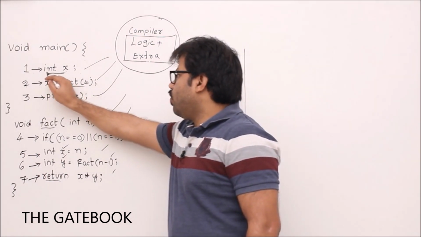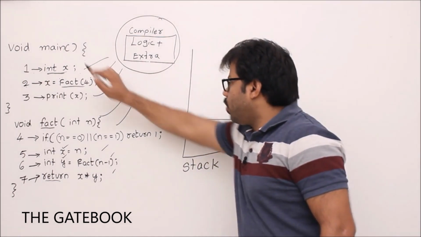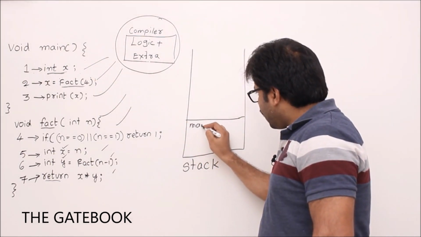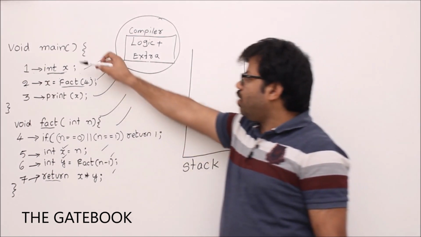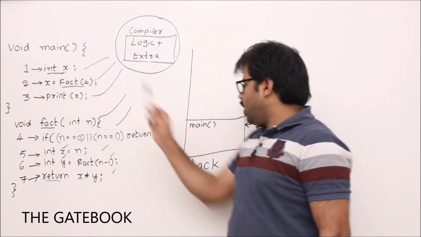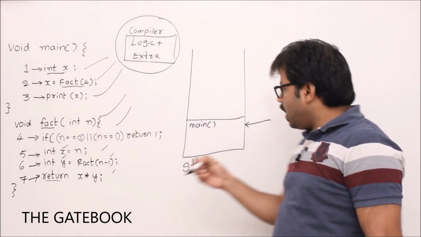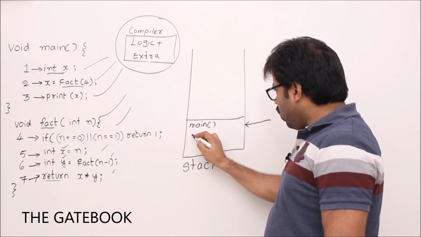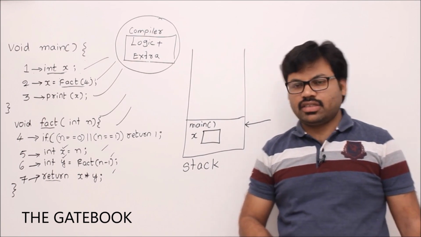First of all, you have line number 1, correct? Because it is the main program, one activation record will be loaded. Remember this: the environment where your program's control exists is main, correct? Then there is a local variable x. Automatically, because of this extra code, some memory will be allocated for your variable x.